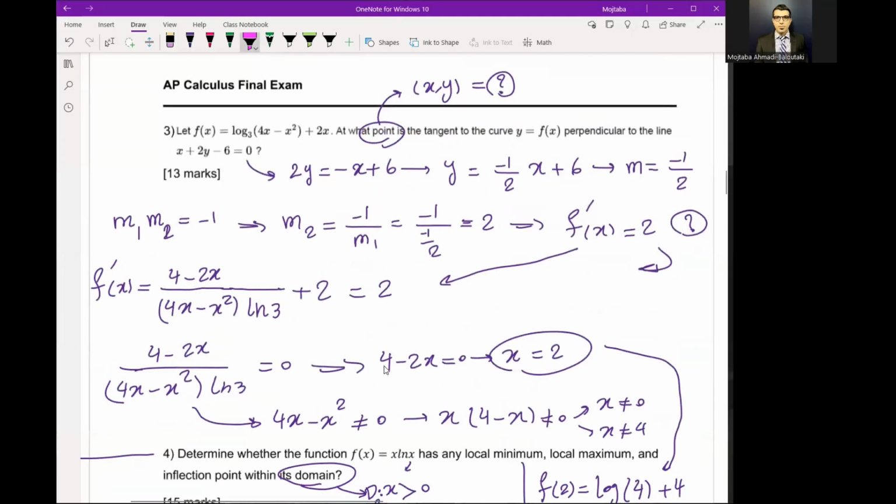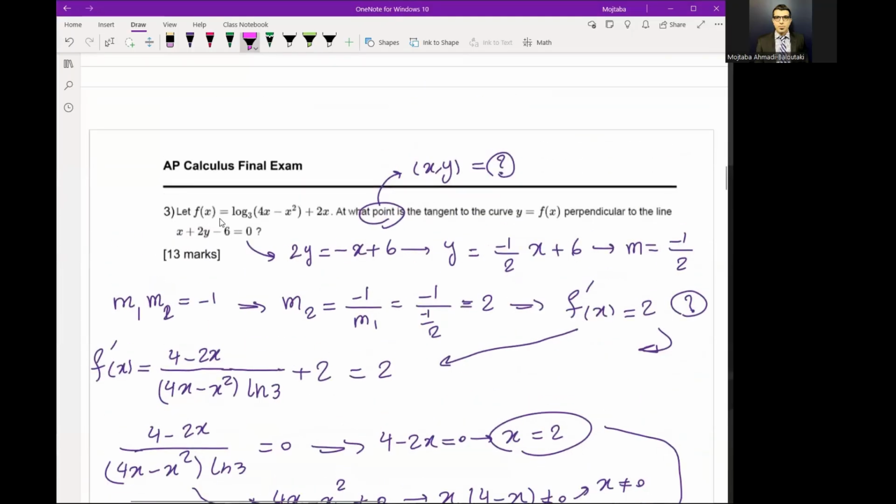All right, question 3. We have this logarithmic function. It says, at what point is the tangent to this curve perpendicular to this line. First, let's find the slope of the line. We're going to write it in this format. So this -1/2 is the slope of the line. For two lines to be perpendicular, we need the product of their slopes to be -1, right? So M2, the slope of the other line, would be -1/M1, that we found here, -1/(-1/2). So this would be 2.